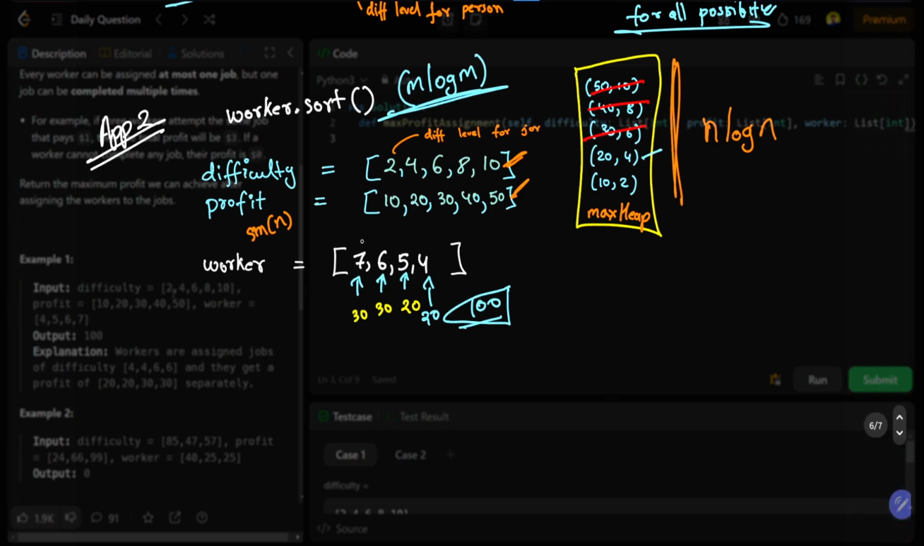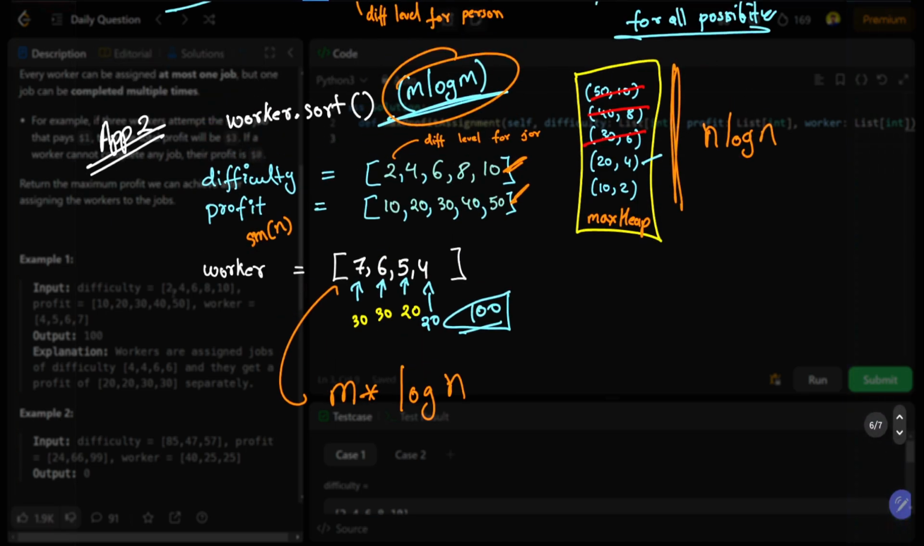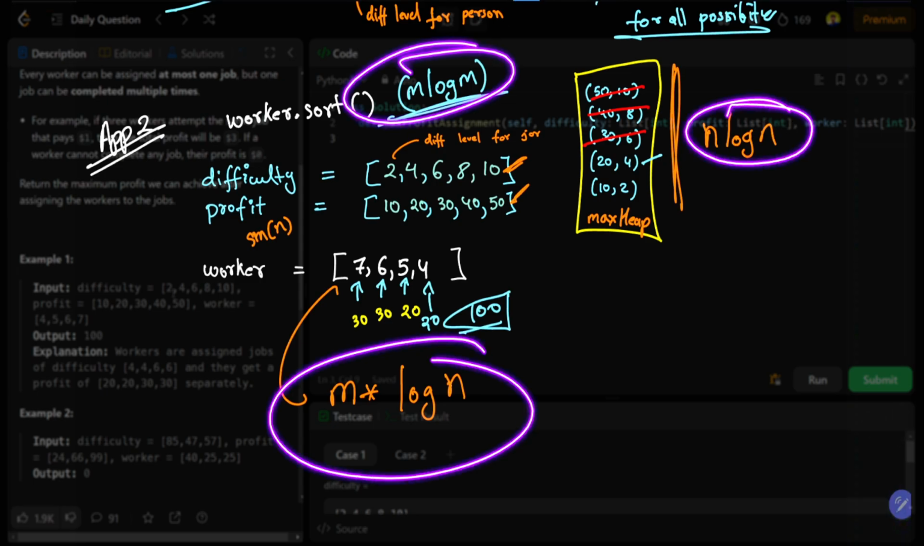Now we are iterating over this worker array. How many times? m times. And for each iteration I'm just getting the top element from here. I can get the top element in O(1), but I need to remove some elements sometimes, and that can be done in log n time, where n is the size of this difficulty array. So in total, I'm doing m log n plus n log n plus m log n.